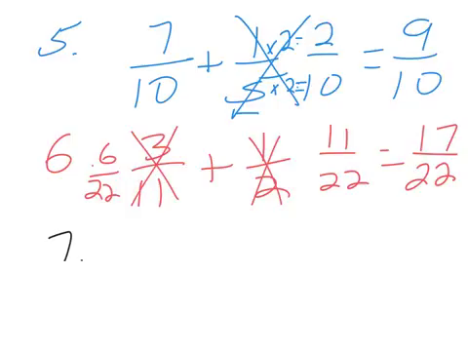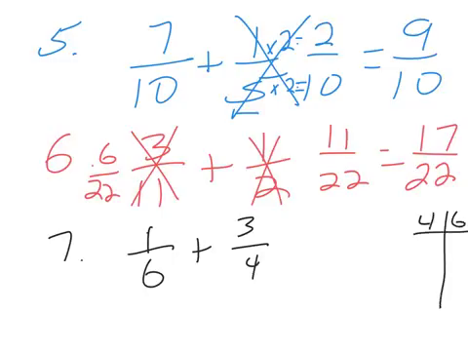Number 7, here we have one like the last video you just saw. 1/6 plus 3/4. Again, we can take the multiples of 4 and 6 until we get one that's in common. According to the video, they did it like this. We have 4 and 6. 4 times 2 is 8. 6 times 2 is 12. 4 times 3 is 12. And we've got a common denominator.